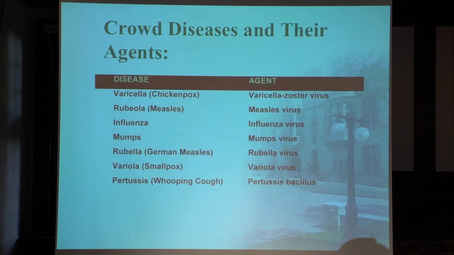Okay, so crowd diseases and their agents, not that it matters all that much. The ones that we look at in terms of the agents, many are viral, but the important ones are indeed chickenpox, measles, influenza, caused by the influenza virus, most of these viruses, mumps, rubella, variola, and pertussis, whooping cough, from pertussis bacteria. Most of these, we do not have any dealings with as individuals. My children would not have contracted most of these, certainly influenza they would have. They did have chickenpox, but there's a vaccine now for chickenpox.